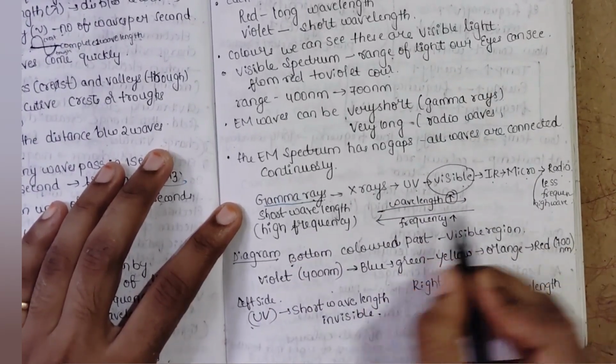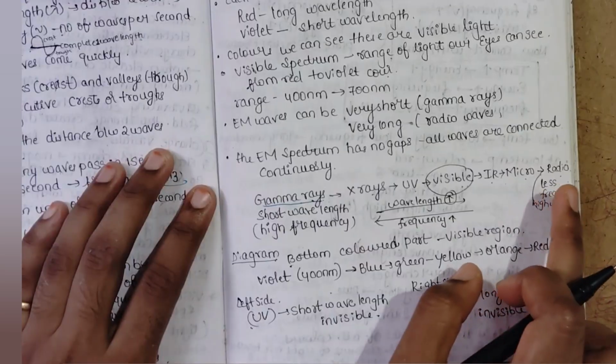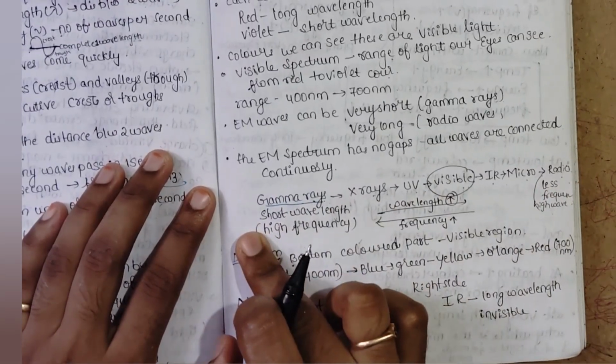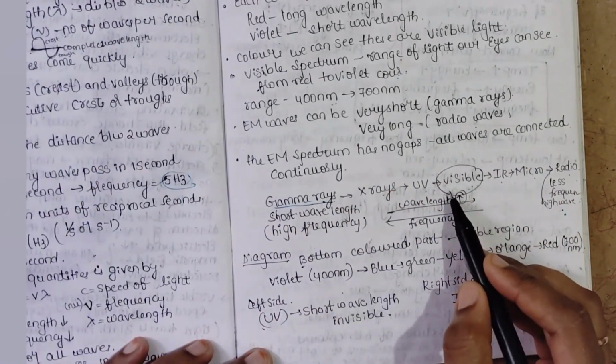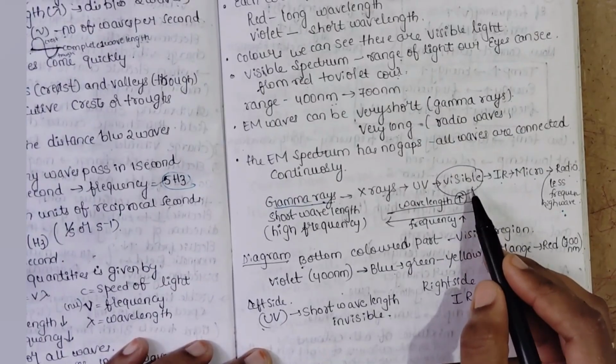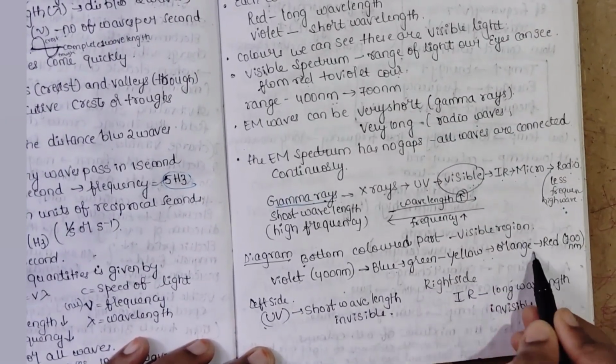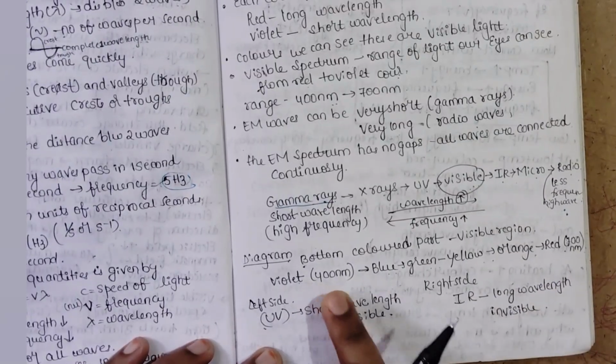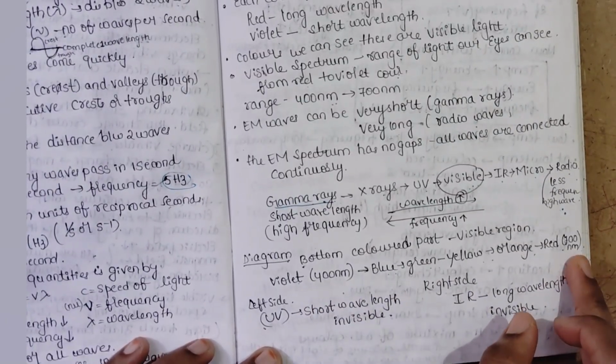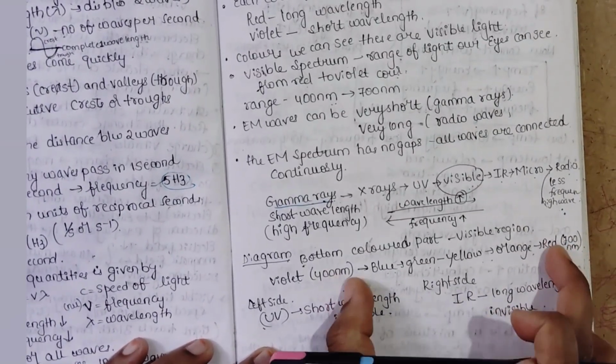The wavelength increases from left to right. Frequency increases from right to left. This is the visible region, the range of light our eyes can see. It goes from violet, blue, green, yellow, orange to red. The range is from 400 nanometers to 700 nanometers. Only this we can see with our eyes.